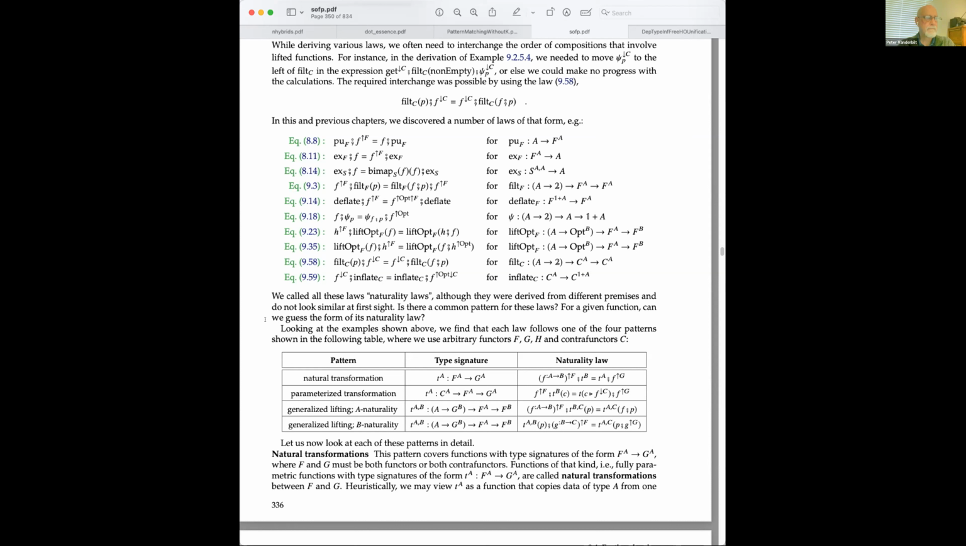But I think maybe as we get to later chapters, it won't all be about filterable functors. It'll be about other kinds, and hopefully there'll be laws for those that fit this framework.